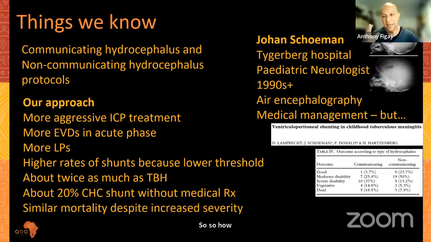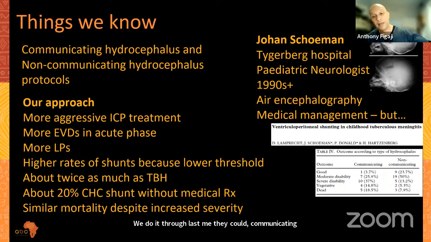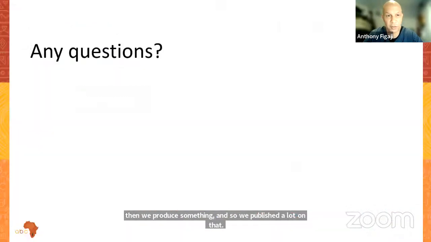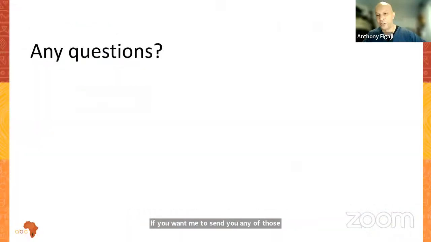All right, so our approach, we have a very aggressive approach to ICP treatment. We use lots of ventricular drains in the acute phase. We use acetazolamide, Lasix, all of that. We try to reduce the number of shunts. And if they've got non-communicating hydrocephalus, we do a third ventriculostomy. If they've got communicating hydrocephalus, we treat them medically. If they fail medical treatment, then we put a shunt in. And so we've published a lot on that. If you want me to send you any of those publications, more than happy to do so. And happy to take any questions. That's just a quick overview of central nervous system tuberculosis.